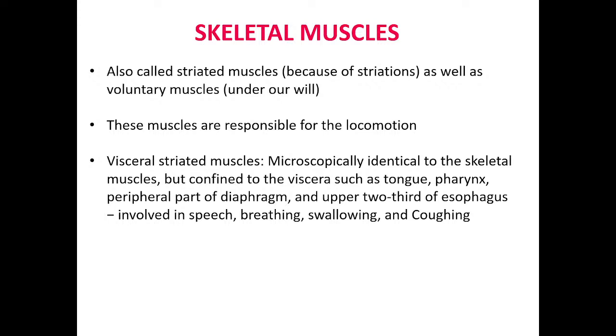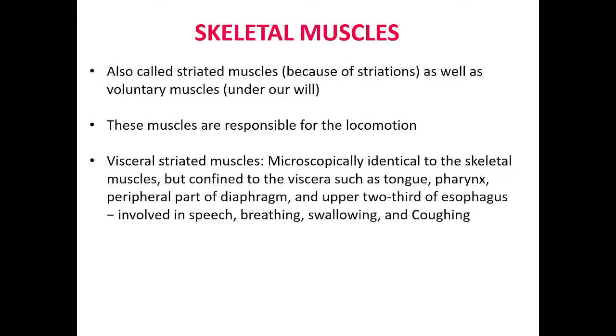Now let us come to the skeletal muscle first. As you know, skeletal muscle is also called striated muscle, because it has striations on it. We will see how these striations are produced. Whatever actions we perform with the help of skeletal muscles are under voluntary control, so these are also called voluntary muscles. These muscles are responsible for our locomotion and movement, which helps us in all our day to day activities. Now there is a special terminology, visceral striated muscles.